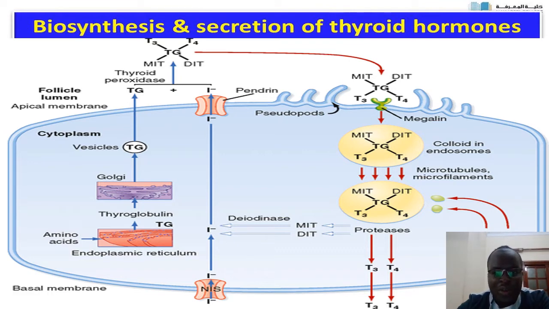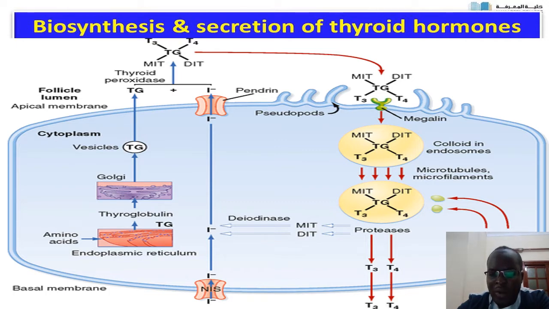This molecule will be internalized by the follicular cells, so they will come and attach to receptors. You can see you have the megalin receptor here, where the thyroglobulin molecule is going to attach with these precursors of hormones. Then it will be endocytosed in the form of vesicles. And these colloid endosomes will now fuse with the lysosome, where you have proteases or enzymes that will break out certain hormones now. Then the hormones will be released to the circulation.